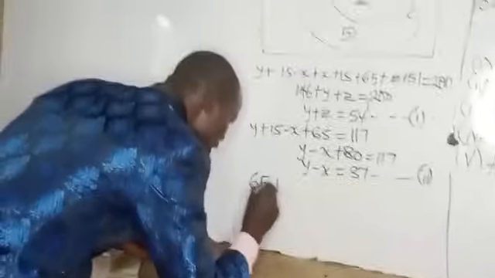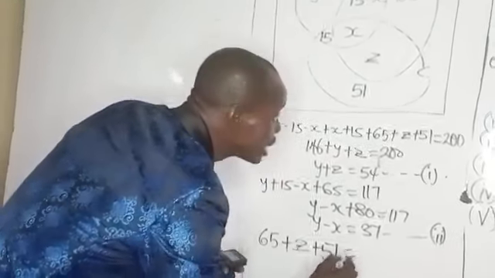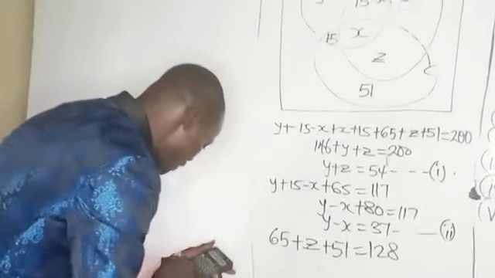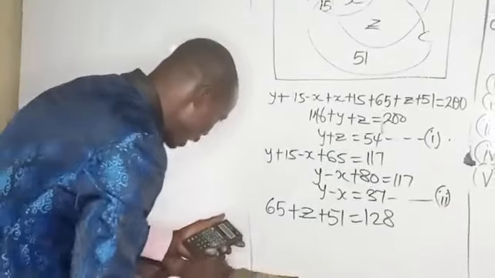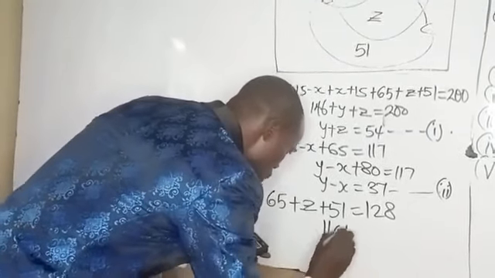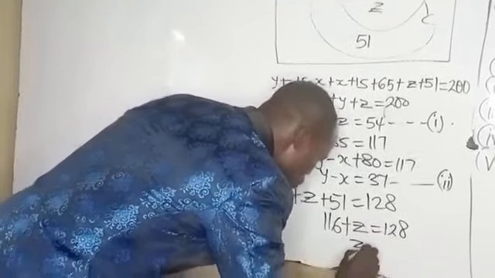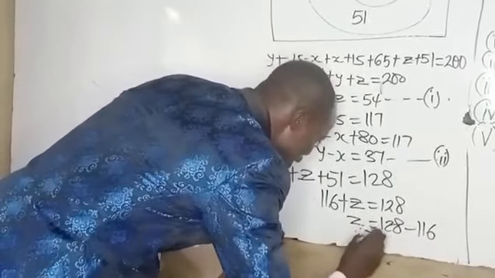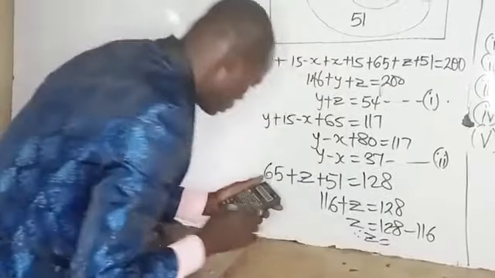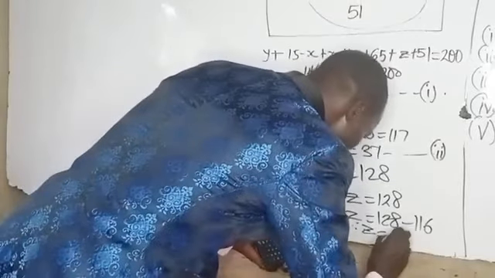65 plus Z plus 51, and that is given to be 128. So 65 plus 51, that is total 116. 116 plus Z equal to 128. So Z now will be 128 minus 116. Therefore, Z equals to 12. We've gotten the value of Z.